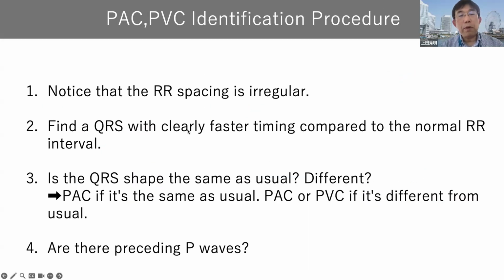So the PAC or PVC identification procedure is to notice that the RR interval is regular and find the QRS with clearly faster timing compared to the RR interval. Is the QRS shape the same as usual or different? If it's the same as usual, it's PAC. If it's different from usual, it's PVC. Are there any preceding P waves? Looking at this point, we can distinguish between PAC or PVC.